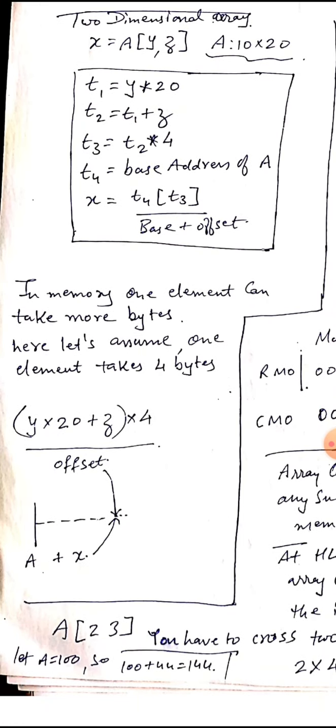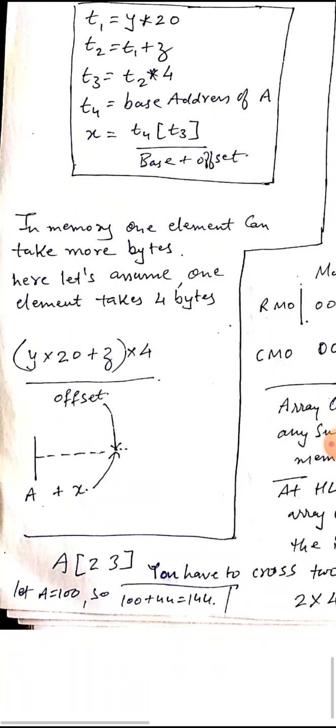So what will be the situation? We have done y into 20 plus z, and that is to be multiplied by 4. That is what we have done. So that is going to give us the offset, and we need to add this offset to the base address, which is available at T4, right. So at T4 the address of A is present. So A plus the offset, we are interested to do this, which is nothing but the offset, right.